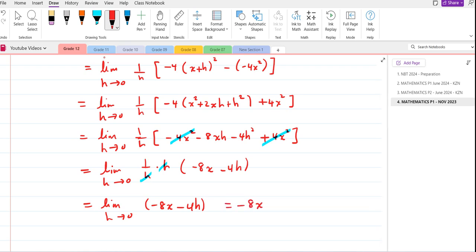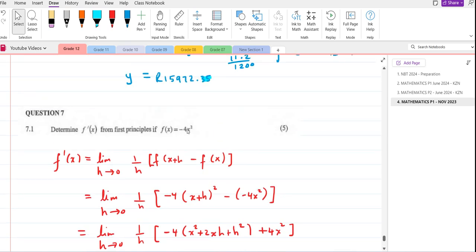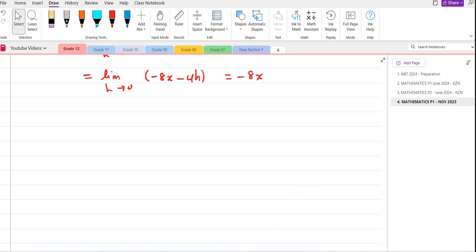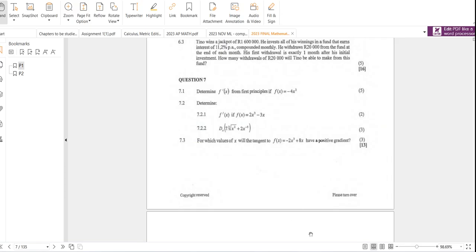I hope you guys understood this. And if you differentiate this, you do get negative 8x by using rules. Moving on to the next question, applying derivative rules.